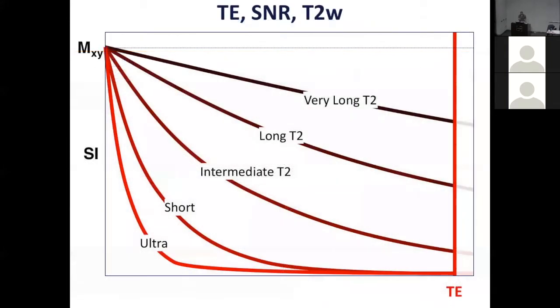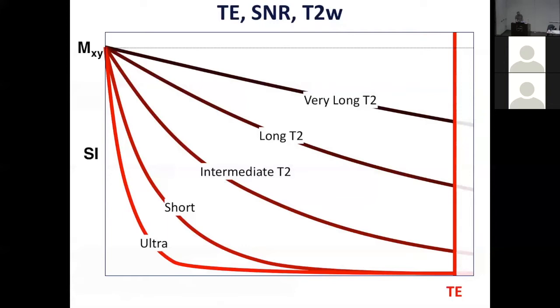Now, I mentioned before that the TE affects the signal to noise and the T2 weighting, and now let's illustrate that graphically. So here we have a tissue with very long T2. It loses signal very, very slowly. At the other extreme, we have a tissue like cartilage that loses signal very, very rapidly, ultra short T2. And in between, we have other tissues. So when we have a very long TE, notice that all the tissues have lost signal, but some tissues have lost more signal than others.